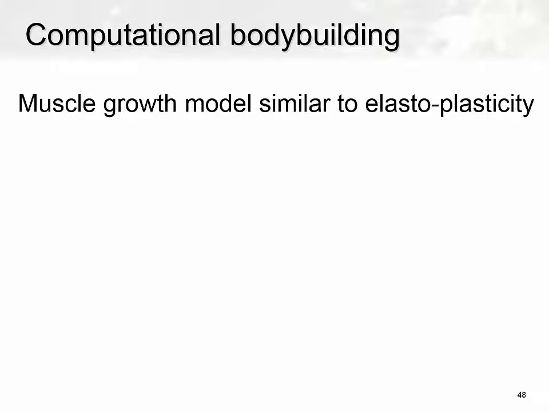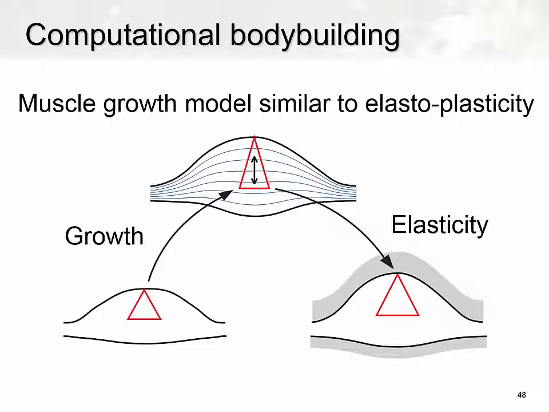We use a growth model, which is similar to elastoplasticity. We decompose the deformation gradients into 2 parts, a growth part, which captures permanent changes of the rest pose, and an elastic component, which accounts for the fact that the growing muscle is there not alone, but it's surrounded by other soft tissues. And the growth model itself is relatively simple. At each point, the muscle expands in directions perpendicular to the muscle fibers.